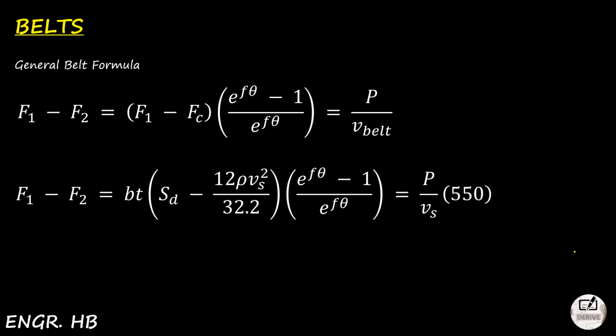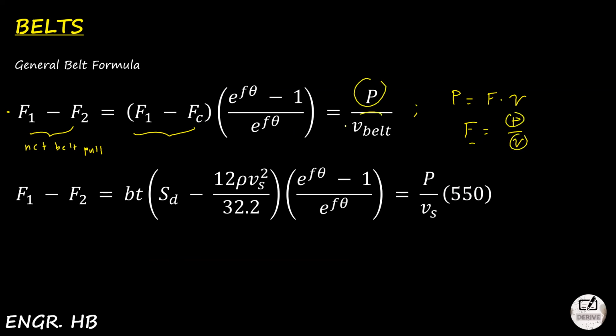And we have this medyo mahabang formula that will be the general belt formula. So dito muna tayo sa una. So net belt pull, kasi minsan tinatanong din yung net belt pull is equal to F1 minus FC times e to the f theta minus 1 over e to the f theta is equal to power over velocity of the belt. So that will explain to the power is equal to force times velocity. So force is equal to power over velocity. So that's why it is the net belt pull is equal to power over the velocity.